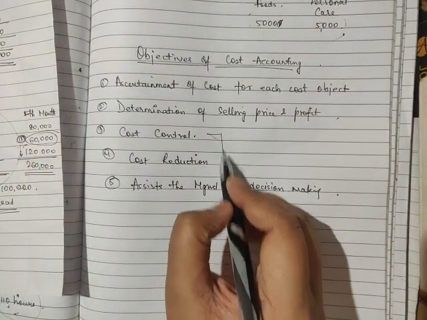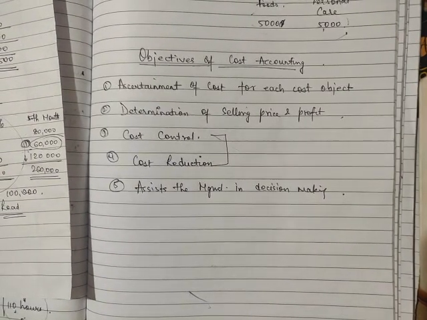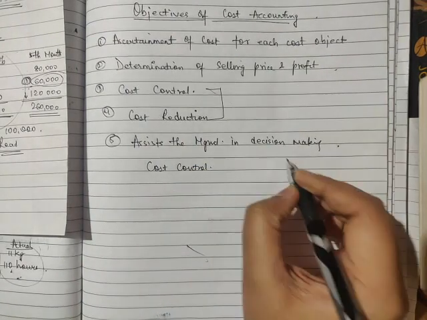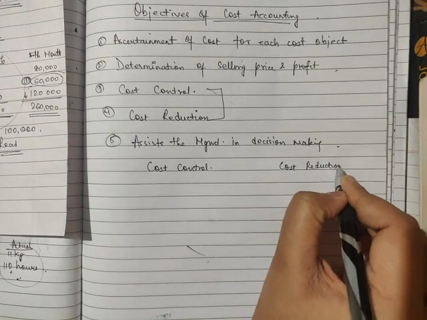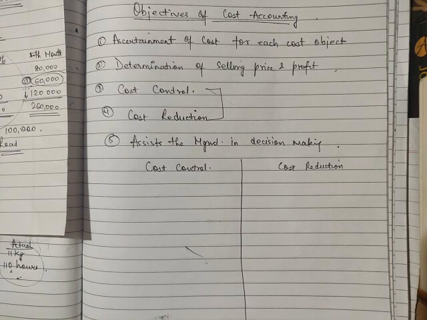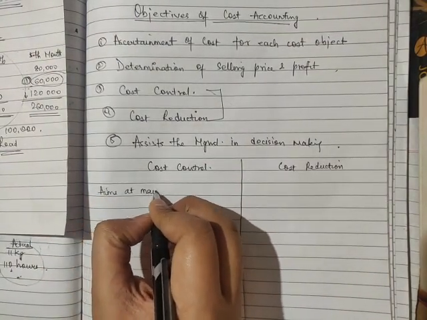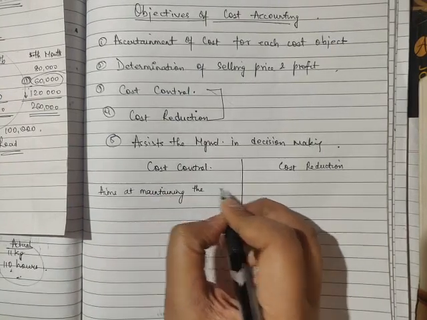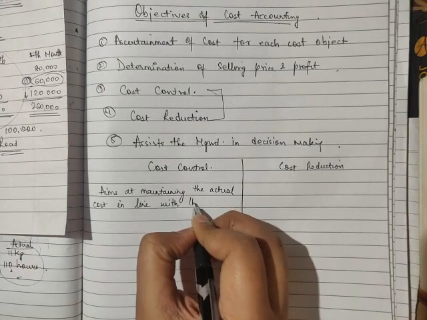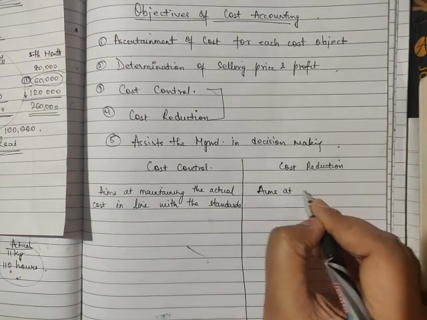In these objectives, we saw two terms, cost control and cost reduction. While these two might sound similar, they are actually very different. So, cost control and cost reduction. Cost control, as I explained before, is ensuring that the actual cost is in line with the predetermined cost. So, it aims at maintaining the actual cost in line with the established standards, whereas cost reduction aims at reducing cost.